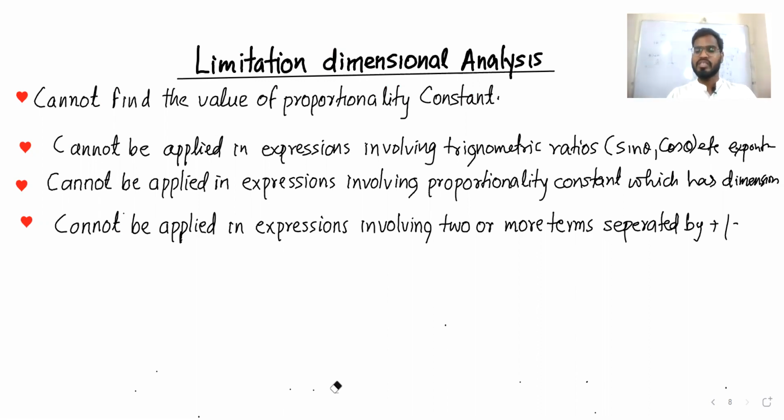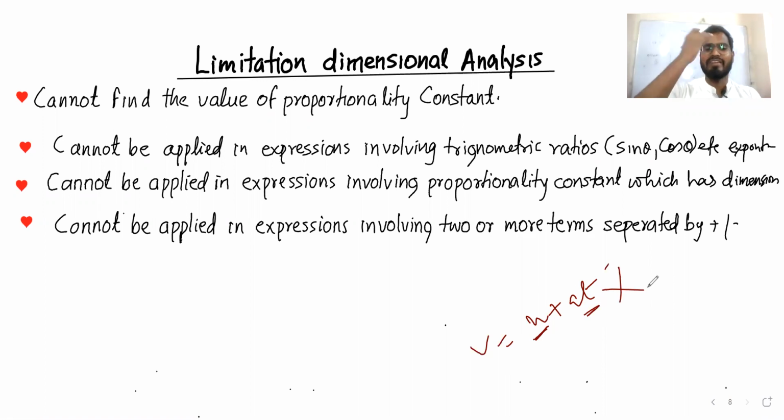Cannot be applied in expressions involving two or more terms separated by plus or minus. Again, we cannot find that, right? S is equal to ut plus half a t square, right? Or let's say v is equal to u plus at. You cannot do anything, right? You will get this same, then you cannot do anything, right? So ultimately we cannot do it by that way, right? Cannot be applied to expressions involving two or more terms which are positive or negative. So we cannot find this.